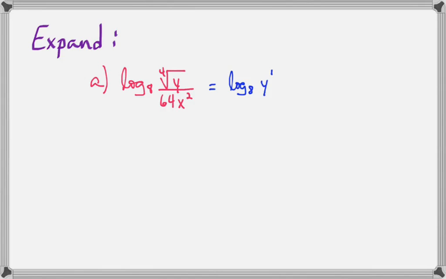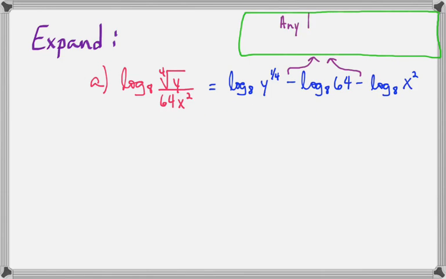The first thing, we will change the fourth root of y to y to the 1/4, but we know that those mean the same thing. Now watch when I expand these bottom two factors into two different terms. It'll be minus log base 8 of 64 and minus log base 8 of x squared. And those two minus signs are because both of these pieces came from the denominator.